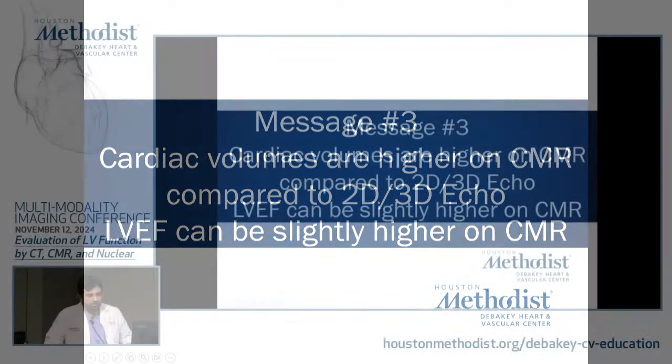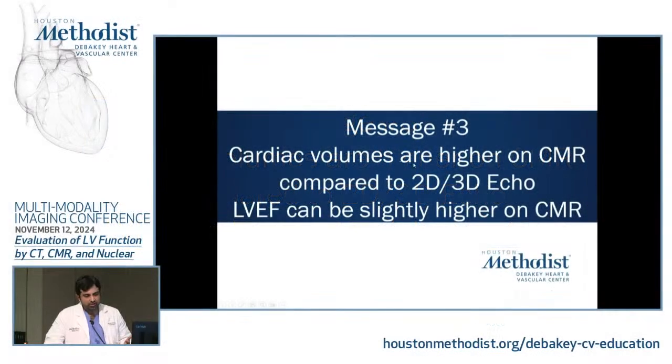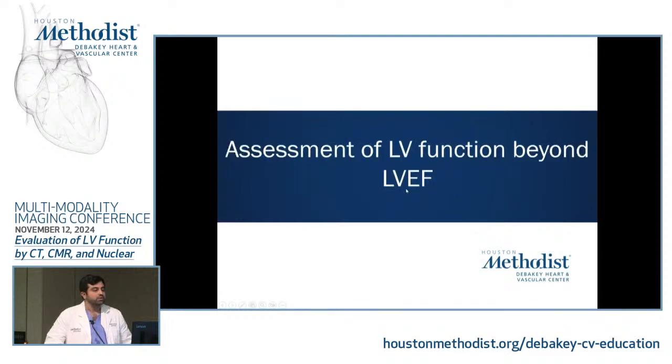So cardiac volumes are higher on MRI compared to 2D echo, compared to 3D echo. The variability is improving, but you have to recognize that there's still going to be a difference. LVEF can be slightly higher on CMR or slightly lower. It really varies from one study to the other, and depends on the technique of tracing, particularly in that basal slice that I mentioned earlier.